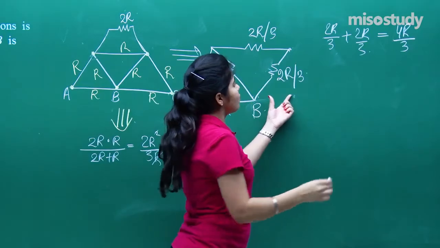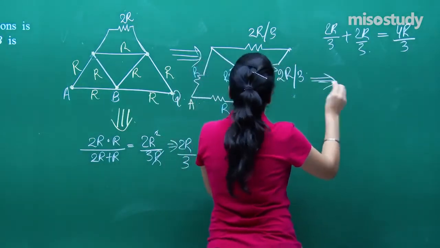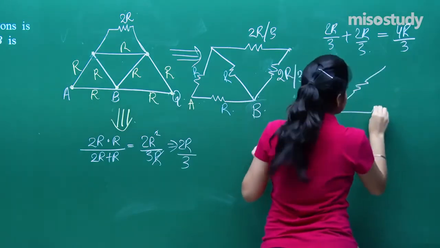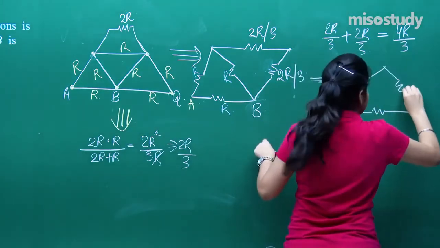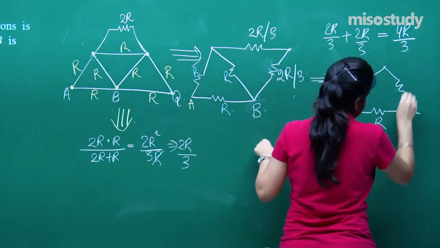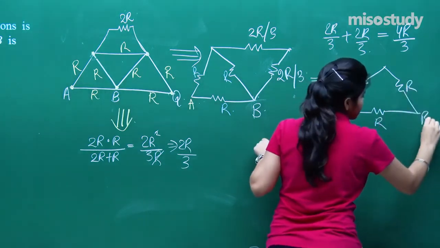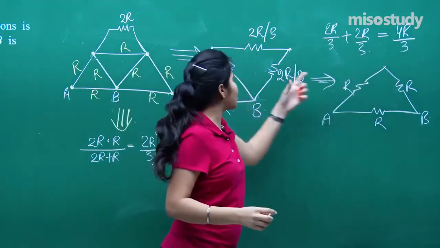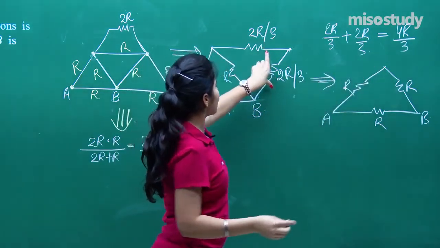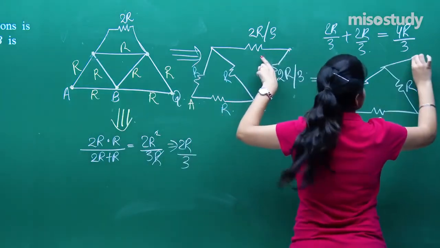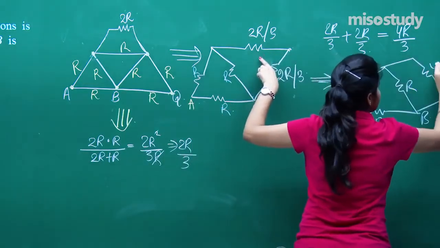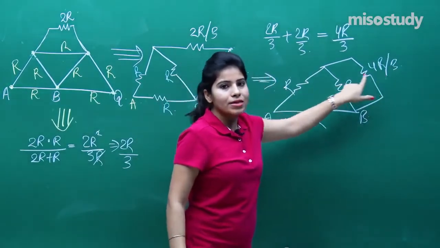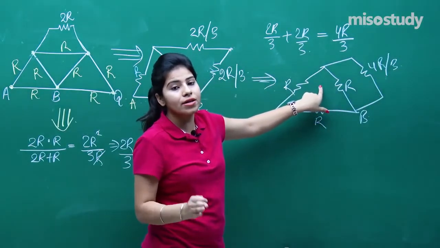So that means you can further simplify this circuit as, okay, this is R, and this is R. This 2R by 3, 2R by 3 has been solved as 4R by 3. So I can write this as one resistance, that is 4R by 3. Now you can see that this 4R by 3 and this R are now connected in parallel.